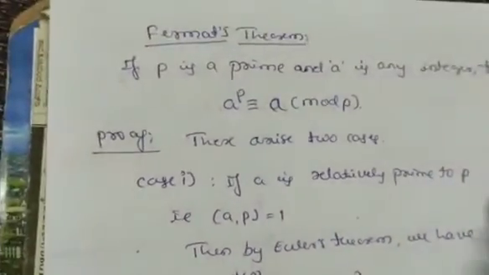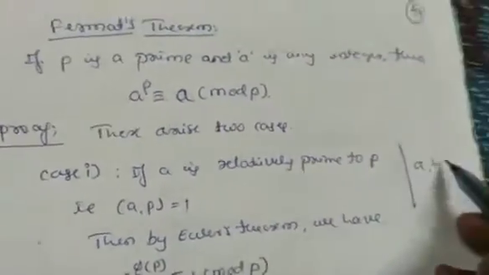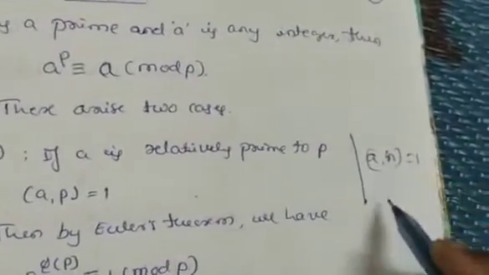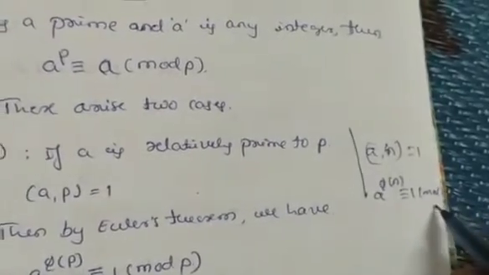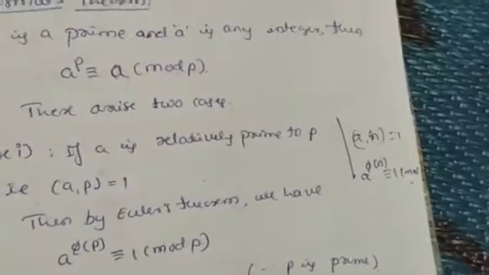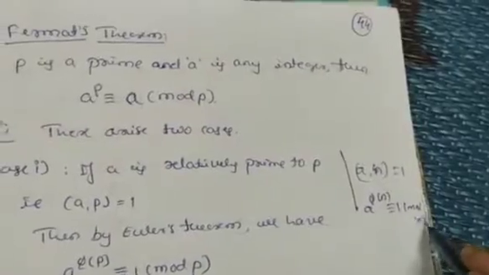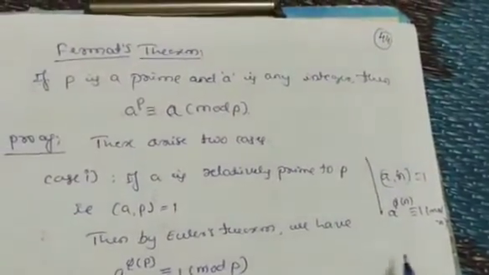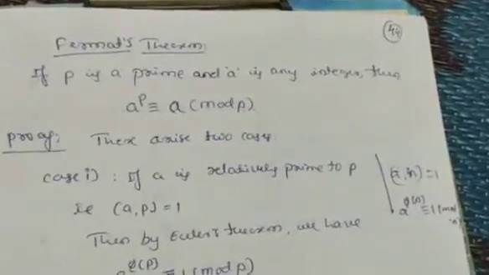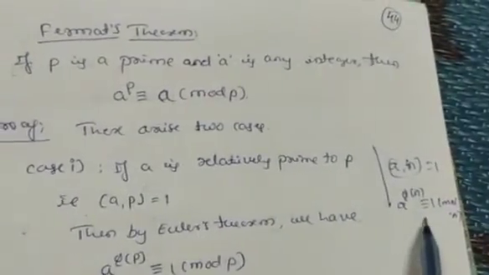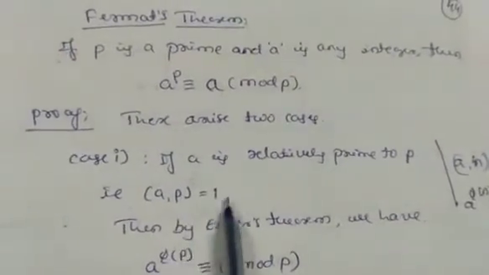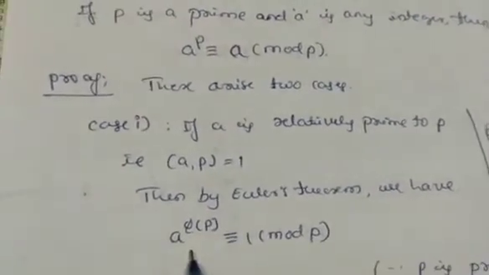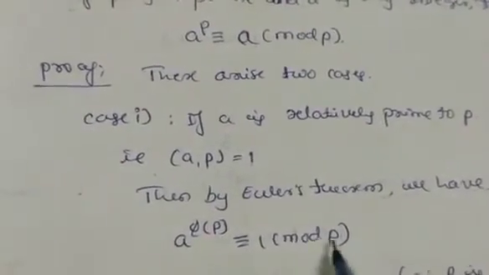So this is Euler's theorem we have just proved: if GCD of a and n is equal to 1, then a to the power of phi of n is congruent to 1 mod n. We studied this in the previous theorem, a to the power of phi of n is congruent to 1 mod n. So the same thing here: if GCD of a and p is equal to 1, then by Euler's theorem we have a to the power of phi of p is congruent to 1 mod p.